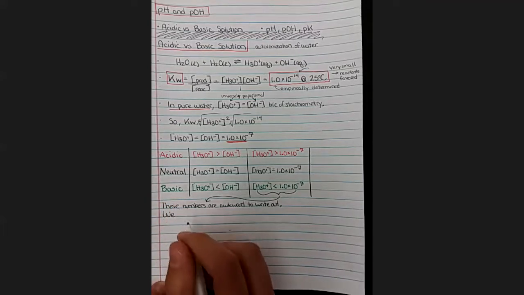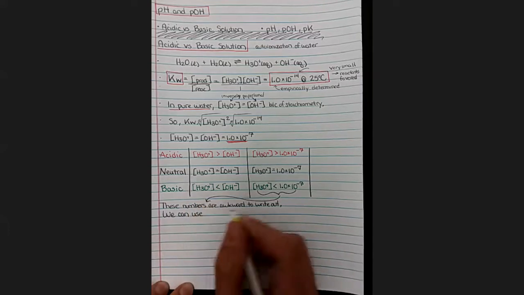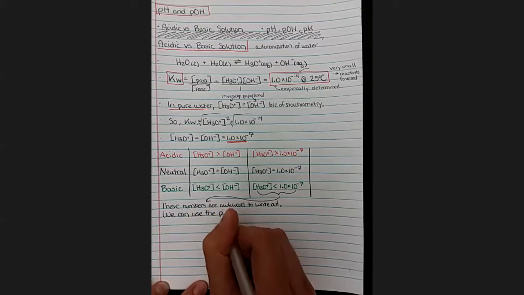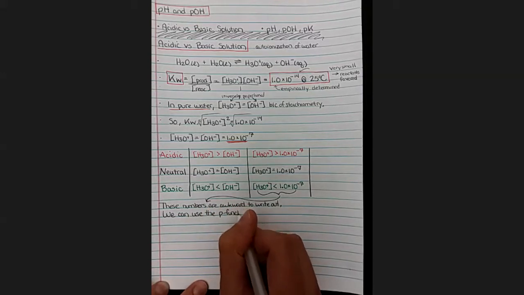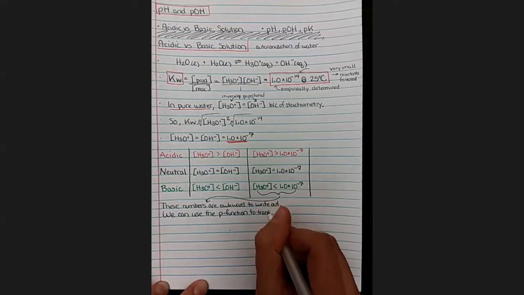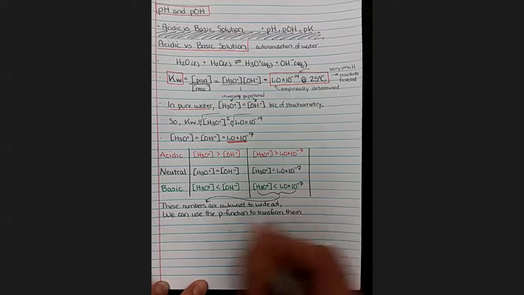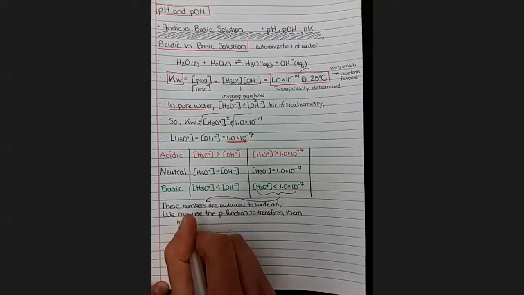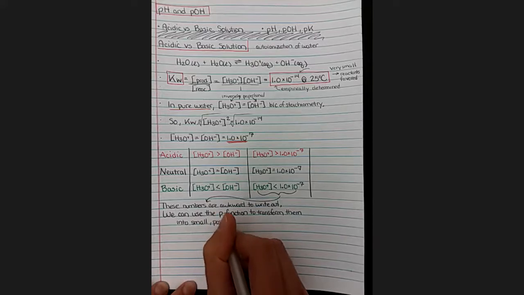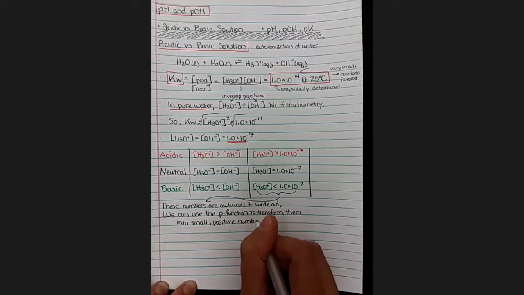We like numbers that are between 1 and 10. Those are easy to talk about. So what we're going to do is transform these numbers using a function called the P function. Use the P function to transform the numbers into small positive numbers. It is just easier to compare numbers when they're between 1 and 10.